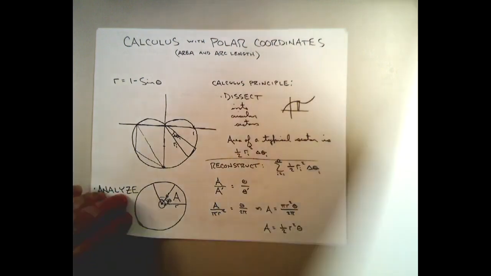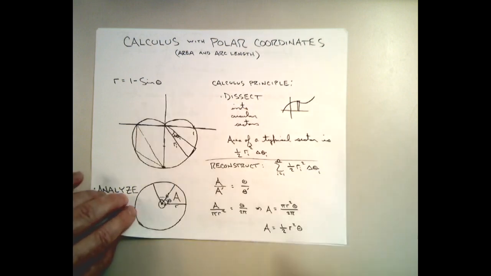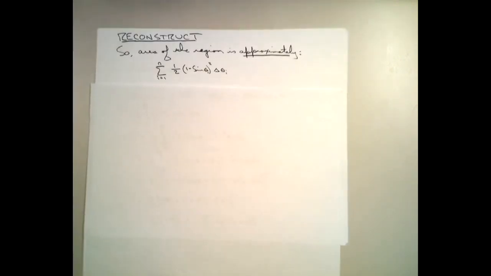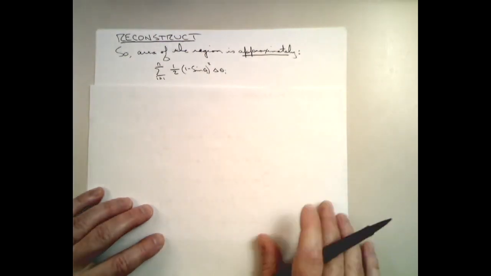So let's see, what are we looking for? The sum of 1/2 times (1 minus sine theta sub i) squared times delta theta sub i. And that's exactly what I've got right there. So whenever we reconstruct, we have the approximate area of the region being this sum.